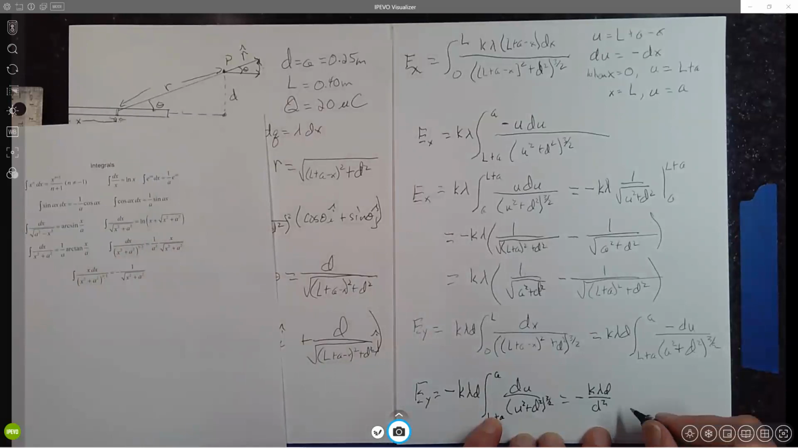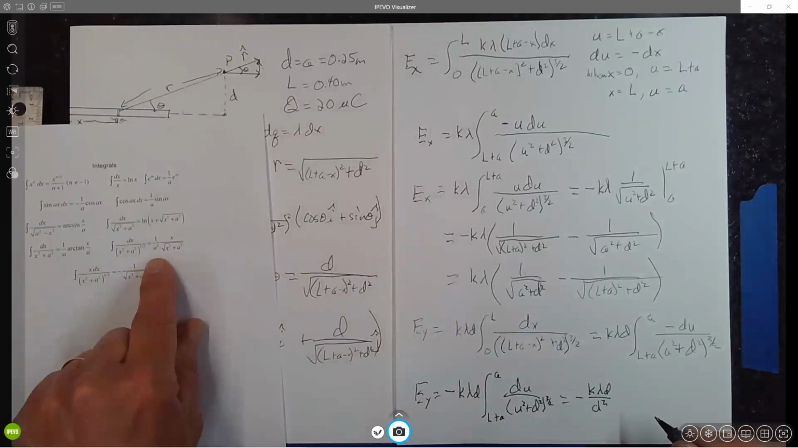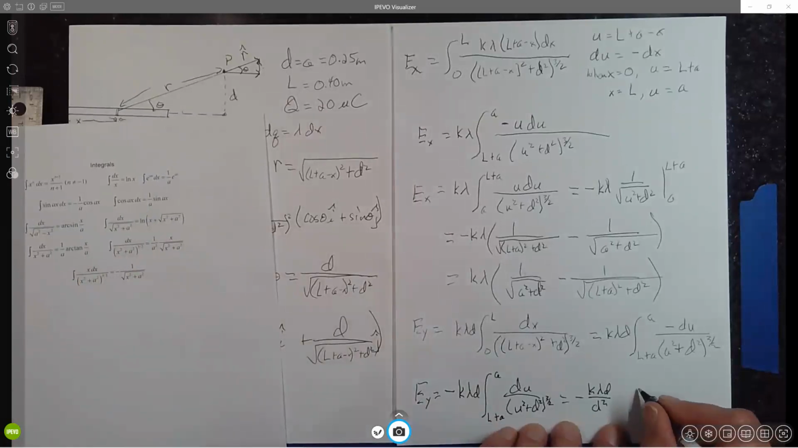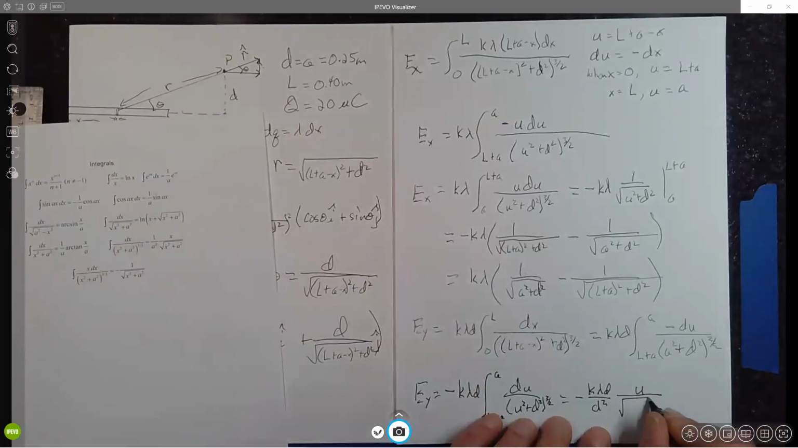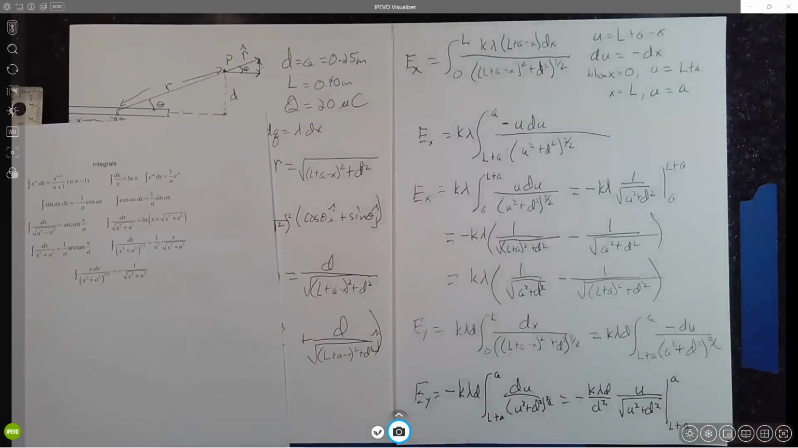And then, let's see, 1 over a squared, I will have u on top and not x, and I'll have the square root of u squared plus d squared. And I'm pretty sure I did that right. And then on the bottom I'll have L plus a and a for the limits. I think I got that right. And let's see what we get for that one.